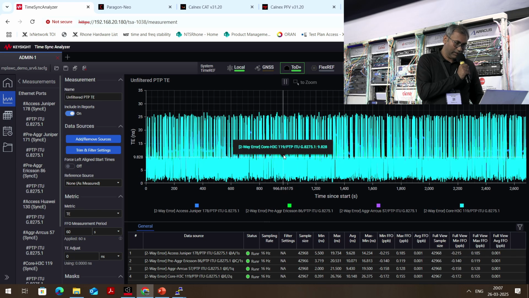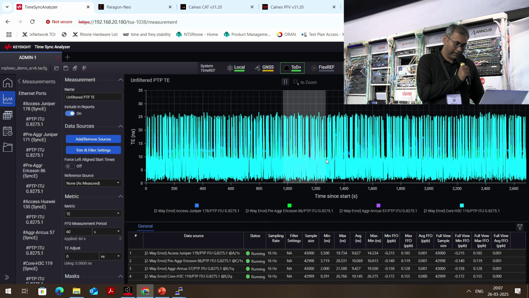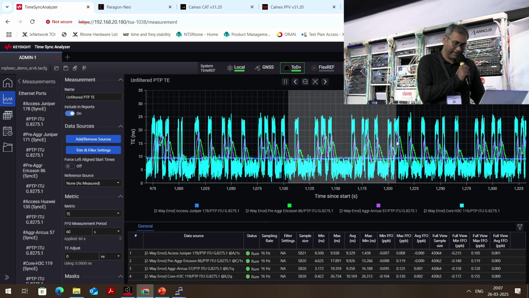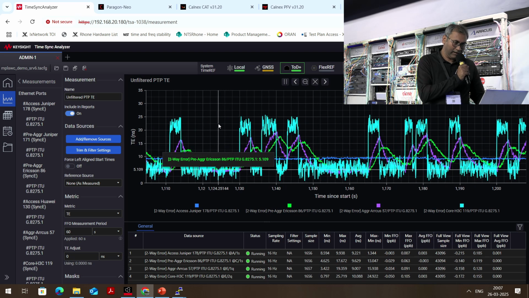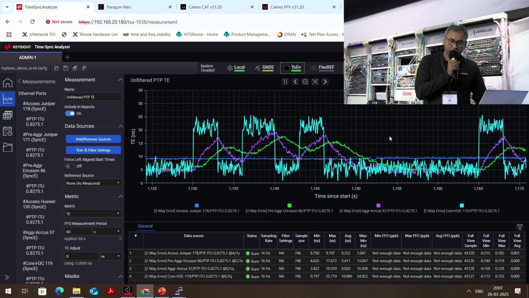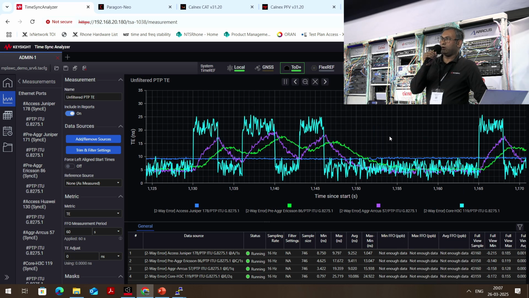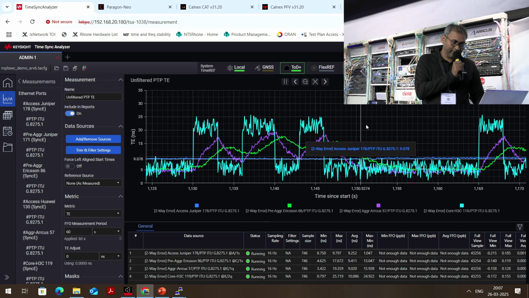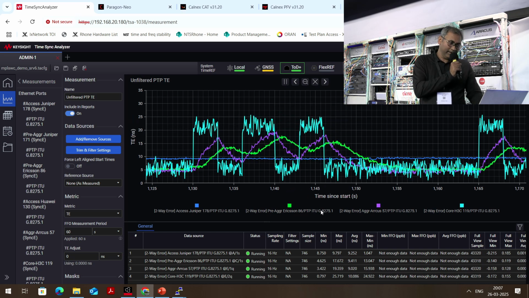So here what I am showing you is a measurement along the chain. Let me zoom in so that you can realize this is actually output from four different routers, starting from core, then pre-aggregation, then aggregation, and finally the access. And you can realize how close they are to each other, right?